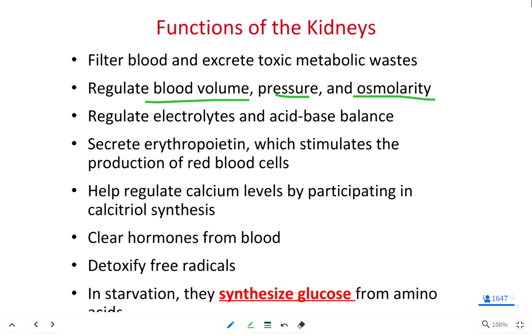When we think of this process of selectively filtering our blood, we'll add and remove a bunch of different ions or electrolytes. Sodium, potassium, bicarbonate, and chloride are among the big electrolytes. Hydrogen and bicarbonate are primarily associated with the acid-base balance.